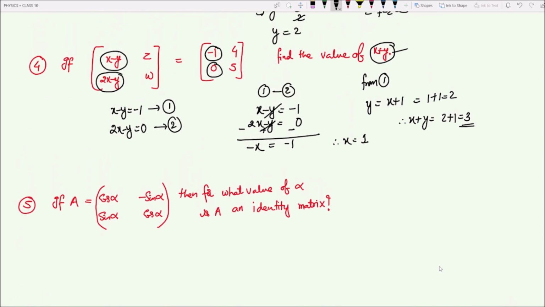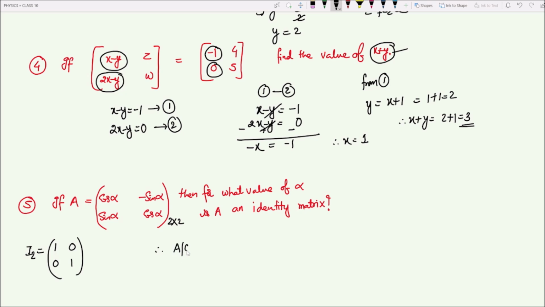The next one is if A is equal to cos alpha, minus sin alpha, sin alpha, cos alpha, then what value of alpha makes A an identity matrix. So we know what the identity matrix is. Identity matrix is the unit matrix where the diagonal elements are 1 and other elements are 0. So here the matrix is 2 into 2, so we have a unit matrix. Identity matrix of order 2, I2, is equal to 1 0 0 1.